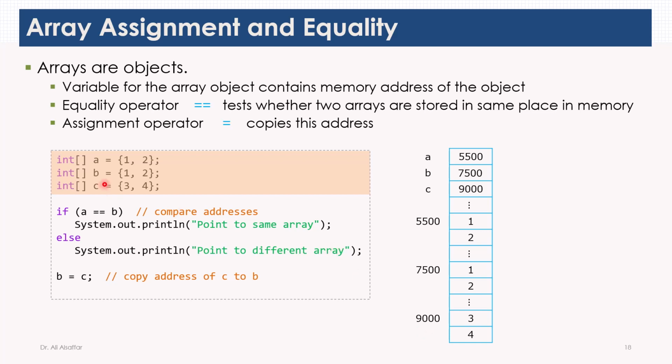Now what is A holding? A is holding the address of the array. So if 1 and 2 as an object are saved at address 5500, then A will hold this address, and notice now A has a copy of the reference, the address of the indexed variables. And B also has the address of array B, and C also has the address of array C.